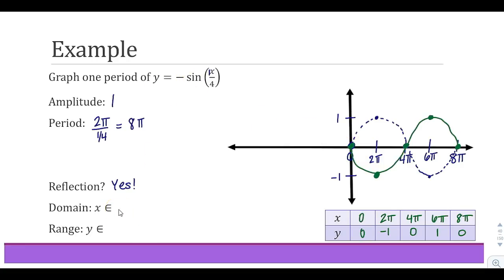And then let's answer the domain and range. Well, the domain for any sine or cosine function is negative infinity to infinity, and the range, the smallest y value is negative 1, and the biggest y value is positive 1. So the range is bracket negative 1 to positive 1.